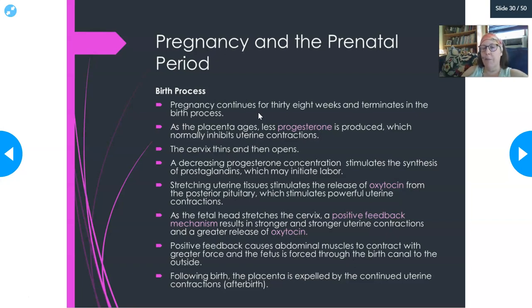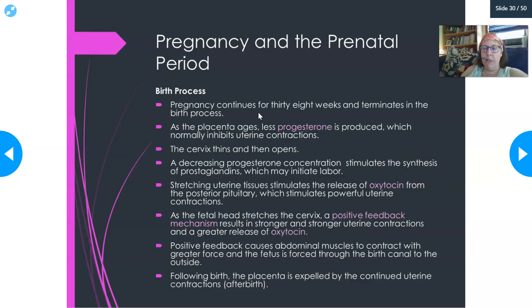So remember, a positive feedback mechanism is like opening a faucet. It feeds on itself, almost like a domino effect, and just keeps going. So basically oxytocin causes stretching, which causes oxytocin, which causes stretching, and so on. It keeps going with stretching, contractions, and oxytocin until the baby has been delivered. So that positive feedback cycle will cause abdominal muscles to contract with a greater force, and the fetus will be forced through the birth canal to the outside.